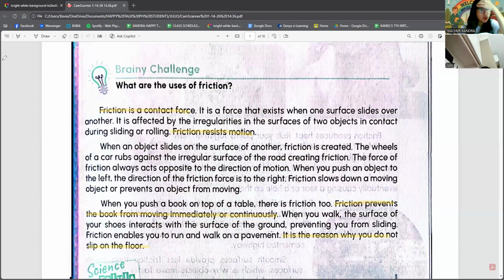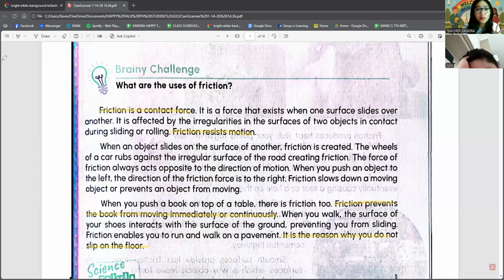Okay, so examples of friction. We have car wheels on the road. When a car moves, its wheels rub against the road. The road is not perfectly smooth. It has tiny bumps. Julio, these bumps create what? Friction. And friction helps the car slow down or stop when needed. So that's how friction works.